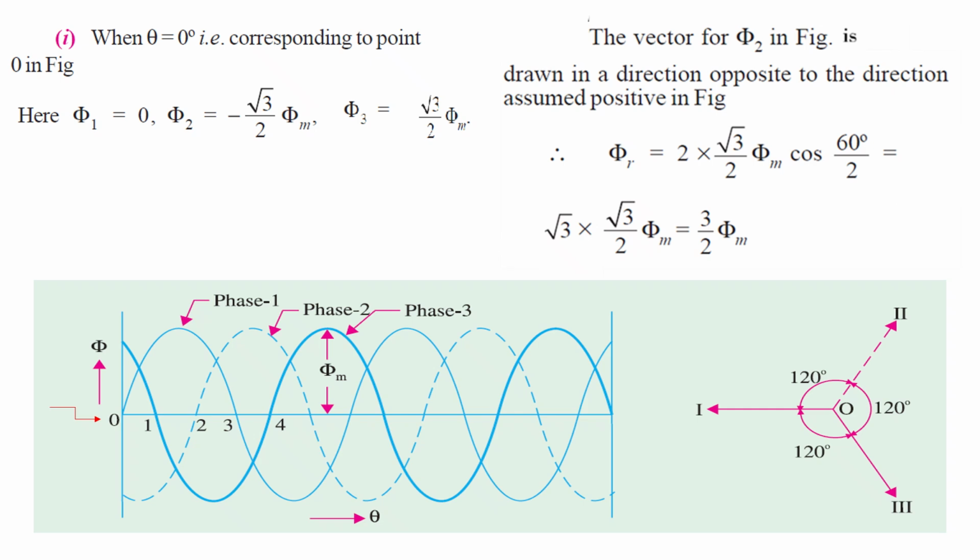If we get the resultant flux of these two, the resultant flux will be 2 times root 3 by 2 phi m times cos 60 degrees by 2, which gives 3 by 2 phi m, that is nothing but 1.5 times the maximum flux. So in the air gap, the resultant flux will be 1.5 times the maximum flux. That's why the three-phase induction motor size will be reduced when compared to the single-phase induction motor.